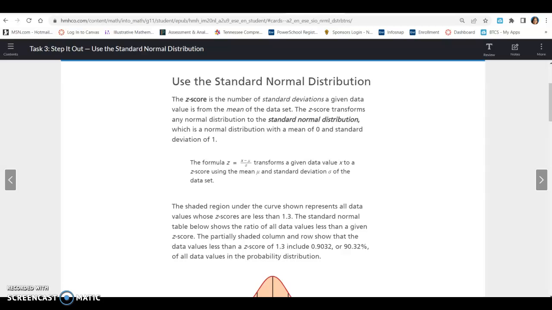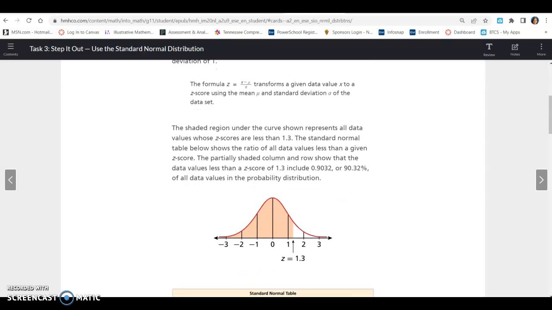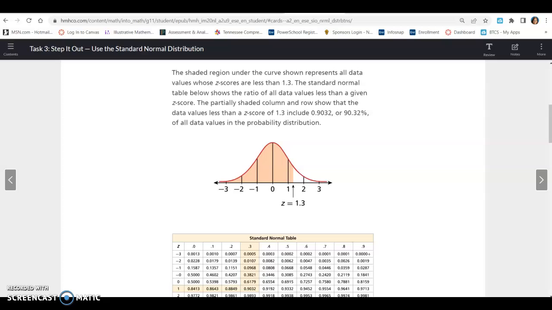The formula z equals x minus your mean divided by your standard deviation transforms a given data value x to a z-score using the mean and standard deviation of the data set. Again, remember these are symbols that we have looked at in the previous task and symbols that you definitely need to be familiar with.